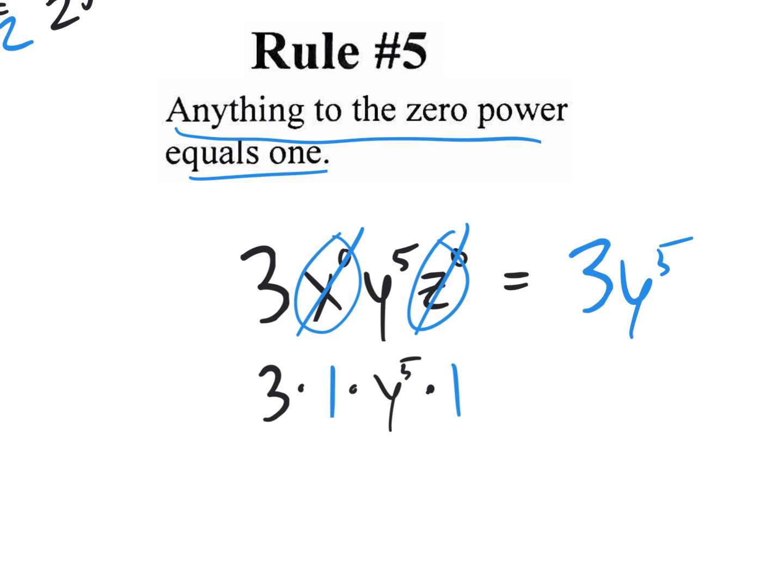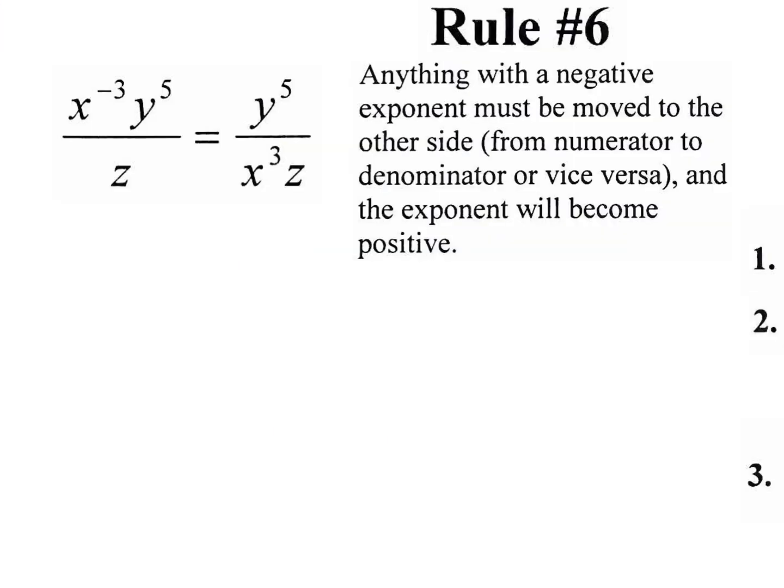Rule 6. Okay, so rule 6. What are we going to write down? Let's first read it, understand it, and then you could write it down. Anything with a negative exponent must be moved from one side to the other, from the numerator to the denominator, or vice versa, and the exponent will become positive. Even though there's no actual name for this, I call this the negative exponent rule.